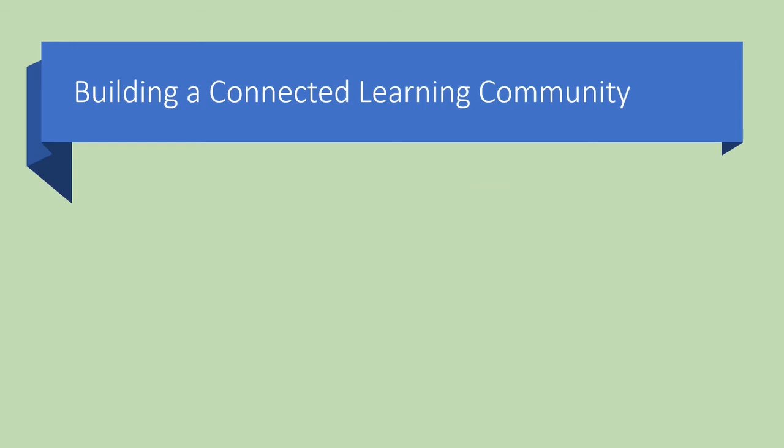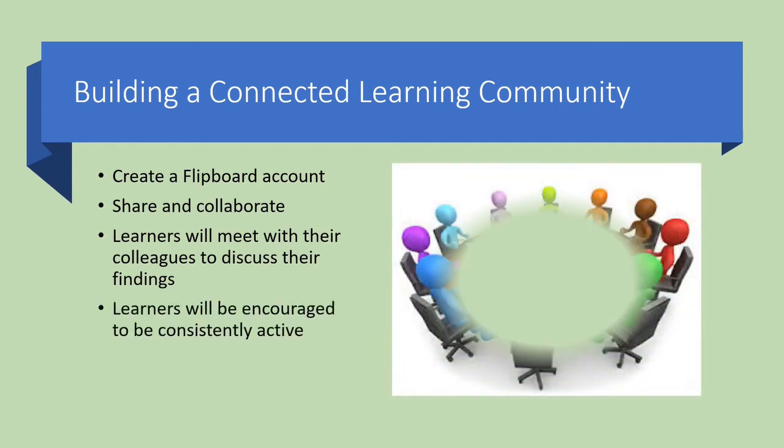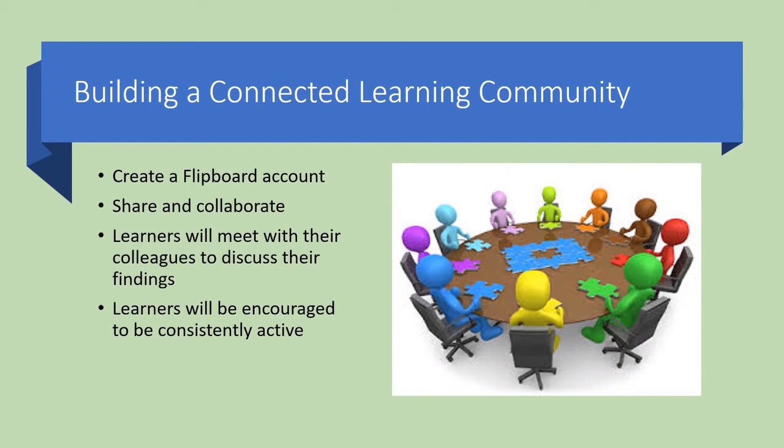To begin building a connected learning community, learners will be asked to create an account using Flipboard. Once they have signed up, the community of connected learners will need to share and collaborate weekly regarding their findings about artificial intelligence. They are to search for news articles that the learner feels are interesting and can be applied to the workplace. Learners will meet with their colleagues to discuss their findings and share why they chose a certain article. Learners will be encouraged to be consistently active throughout the project so that they can empower each other and brainstorm ways that artificial intelligence can be beneficial in the workplace based on the readings.